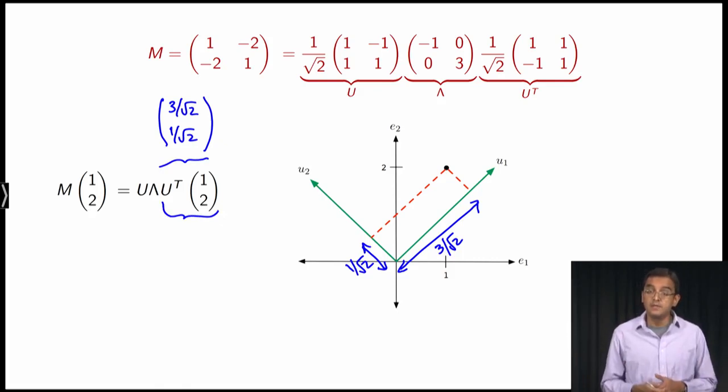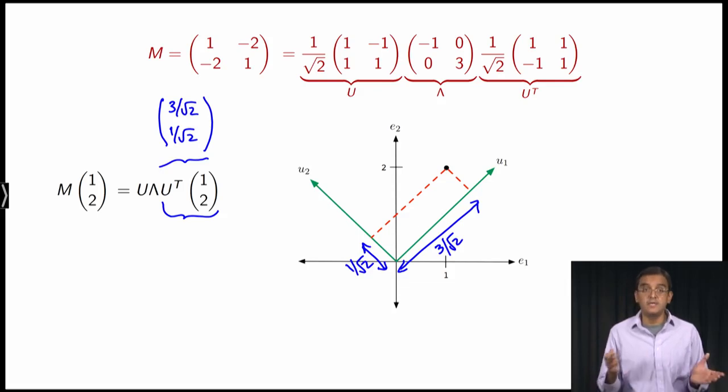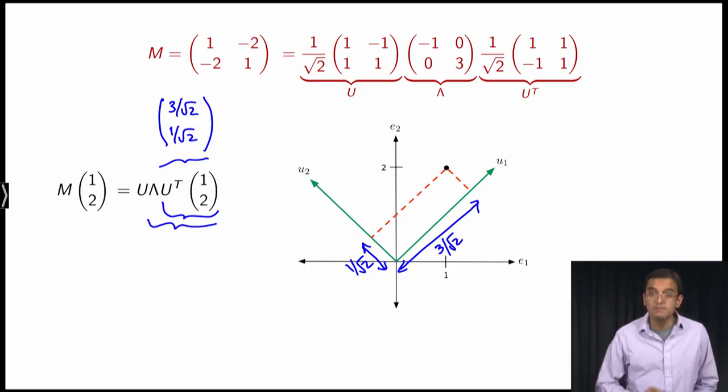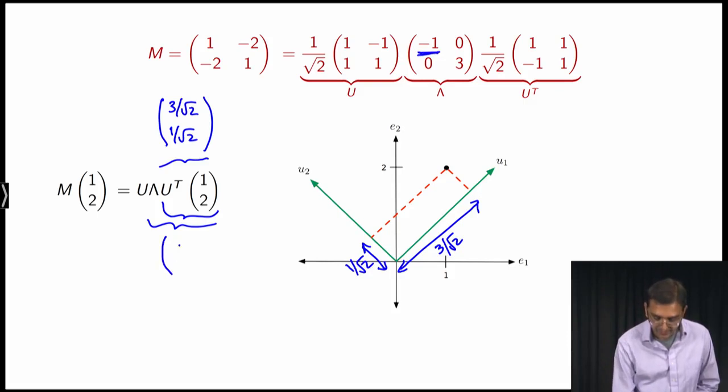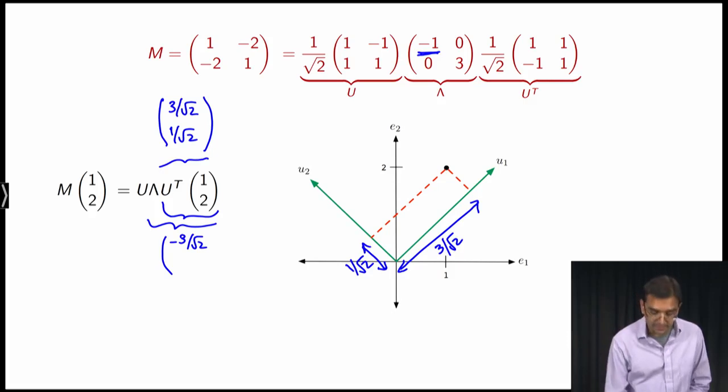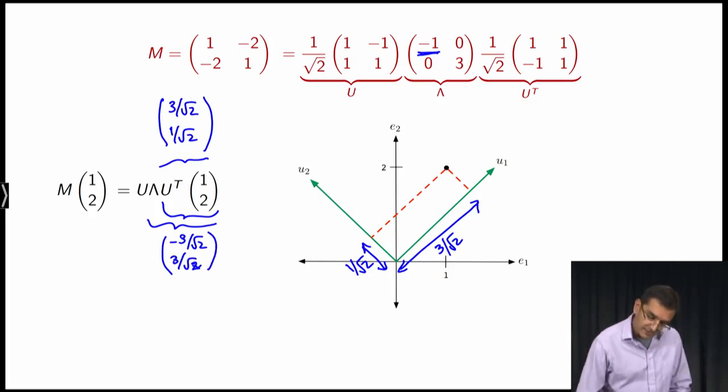Now we're in the natural basis for the matrix. And in this natural basis, all we need to do is to scale the coordinates separately. Okay, and that's what the matrix lambda is doing. So what it's saying is take the first coordinate and multiply it by negative 1. So we get negative 3 over square root 2. And take the second coordinate and multiply it by 3. So we get 3 over square root 2. So in this direction we go negative 3 over square root 2. And in this direction we go 3 over square root 2. So we're going to end up somewhere over there.